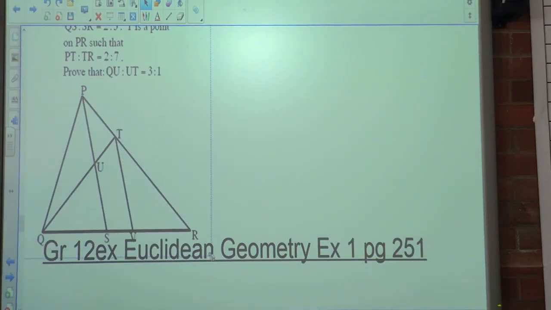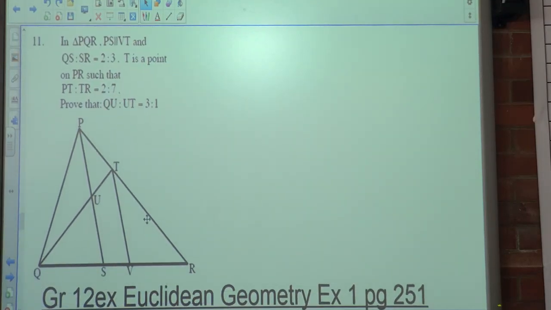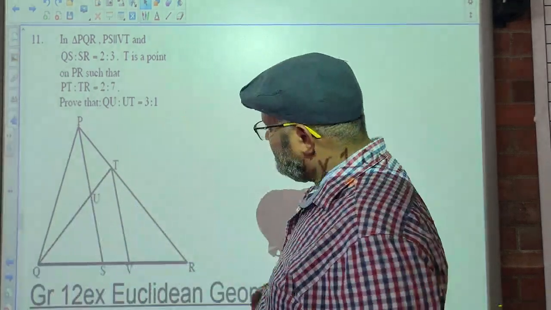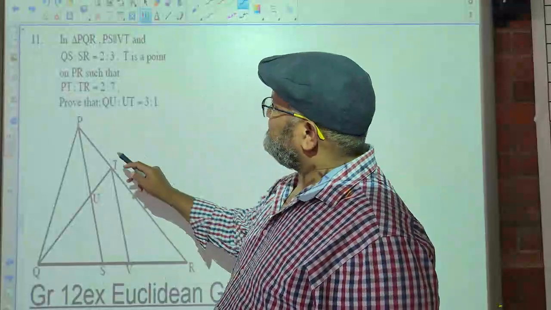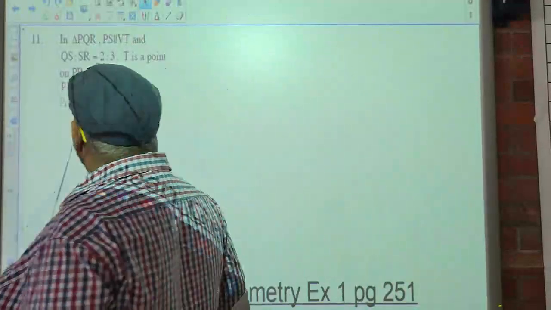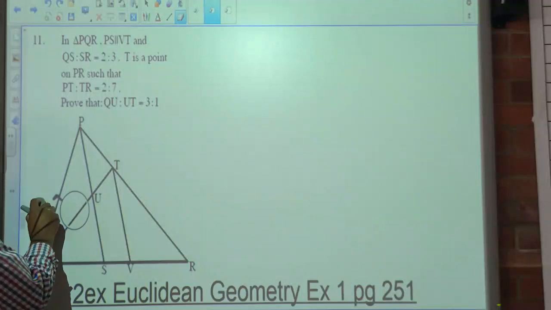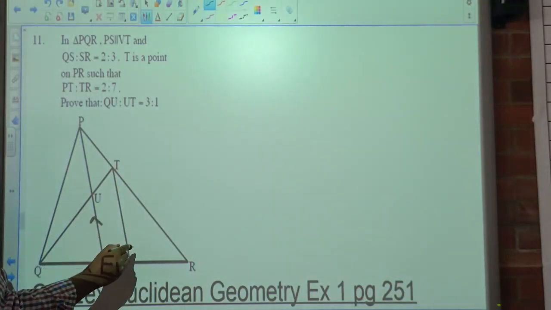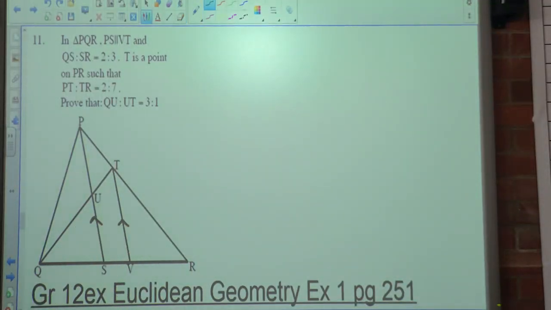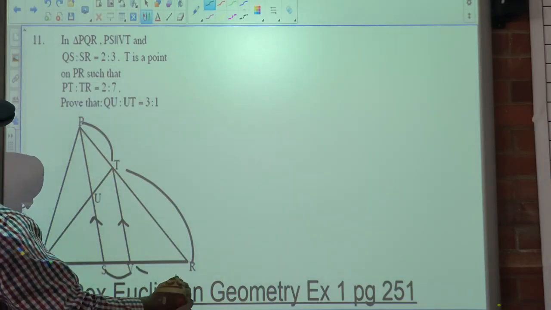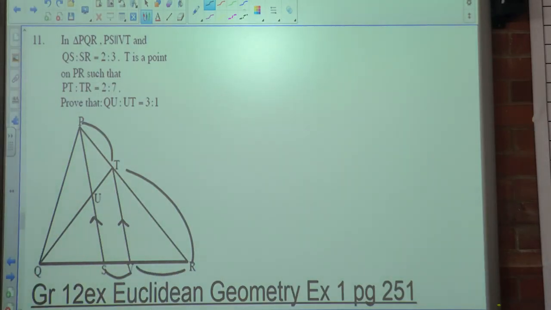Okay, so here we are told that in triangle PQR, PS is parallel to VT. People, if that's the case, what do we know? We know that PT over TR is equal to SV over VR, and all these variations.